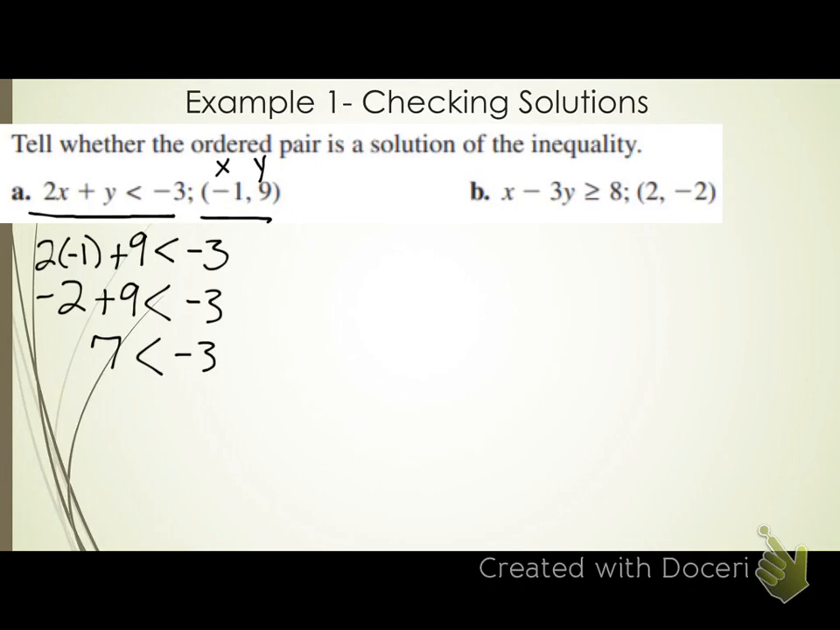Can I work down the left side anymore? No, it's just down to one singular number. Can I work down the right side at all? Nope, it's one singular number. So I'm down to my statement that I'm looking at. 7 is less than negative 3. Is that true or false? False. 7 is not less than negative 3. So what would you say about negative 1 comma 9?